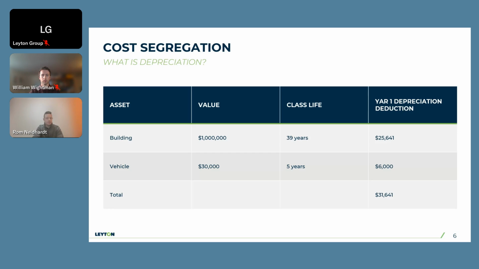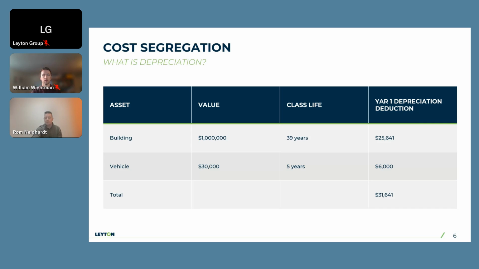Whereas for a vehicle, something that depreciates quicker in a faster class life, you can take 1/5 of that value as a deduction that first year. So this isn't exactly how it works. You have different types of accelerated depreciation, different depreciation methods, right? So when it actually comes time to do your depreciation, you can't just do 1 divided by 5. There's different methods. So this is more just kind of a high level look at how depreciation works, right?